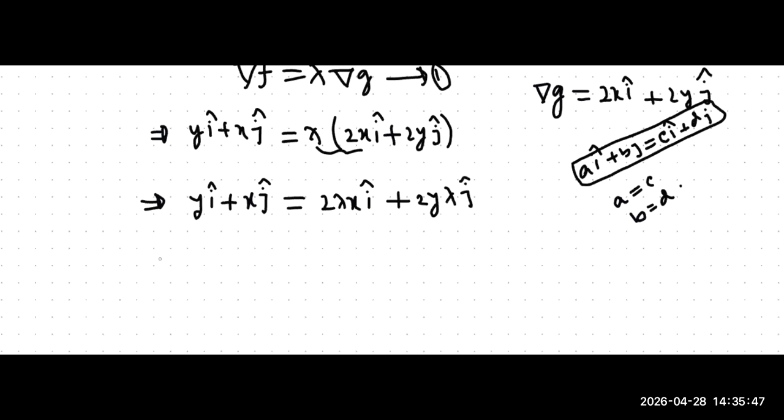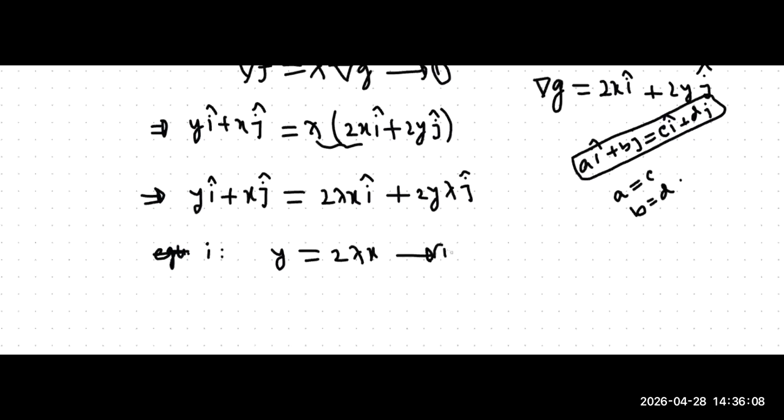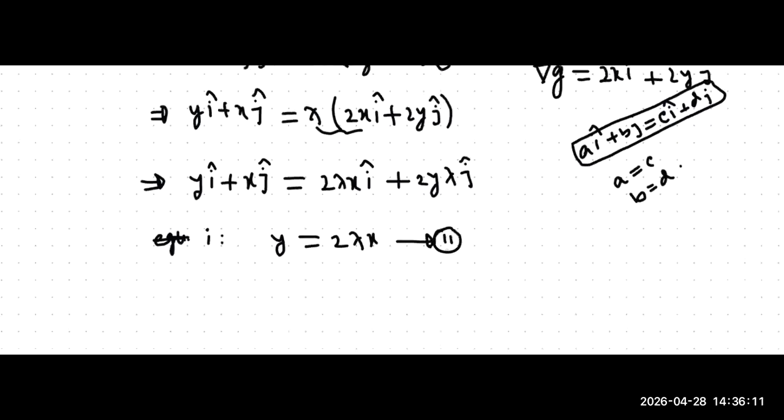So equating the component-wise value, the component of y is equal to the component of I, y is equal to 2 lambda x. So this is our equation number 1. Let's say this is equation number 2, since we have already defined one equation in an earlier scenario. The second is x is equal to the component of z, x is equal to 2 lambda y. So this is equation number 3.